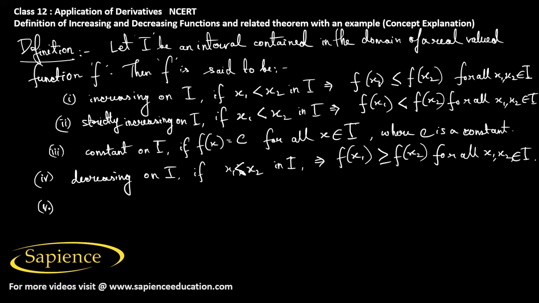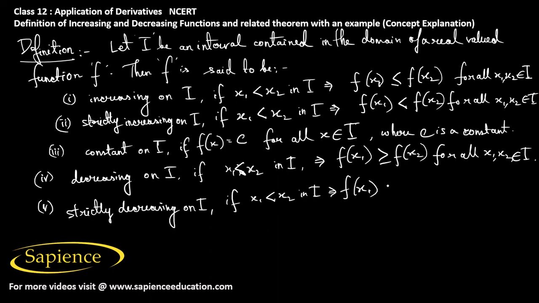Then the fifth case is f is said to be a strictly decreasing function on the interval I if x1 is less than x2 in the interval I also implies that f of x1 is greater than f of x2 for all x1 comma x2 belongs to that interval I.